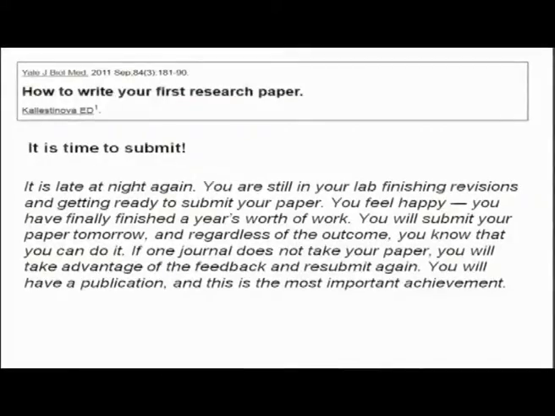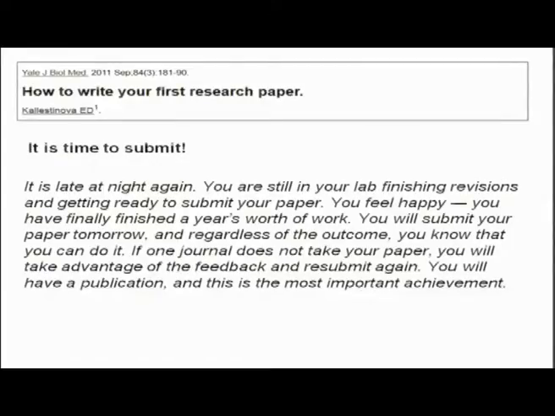So when you are done with everything, including your supervisor's corrections, right? Then you see that he has made a lot of changes that have really improved it. Now it is time to submit, okay? That day you would feel extremely happy because you have submitted the paper. But at times, your happiness doesn't stay long. So you are done, but it's late at night again. You are still in your lab finishing revisions.